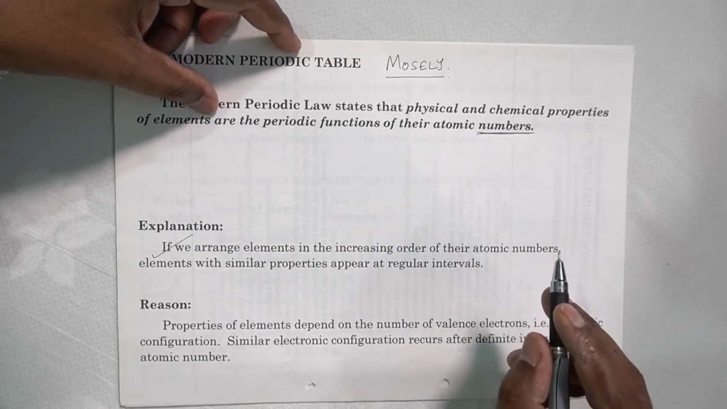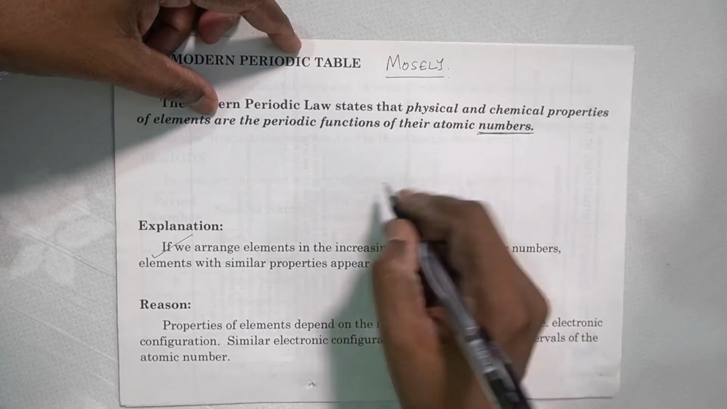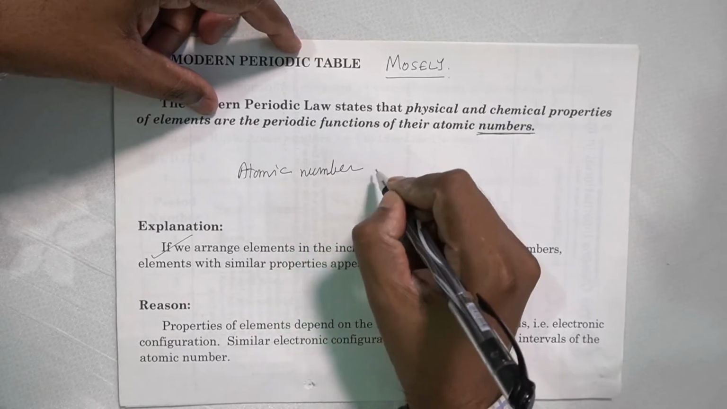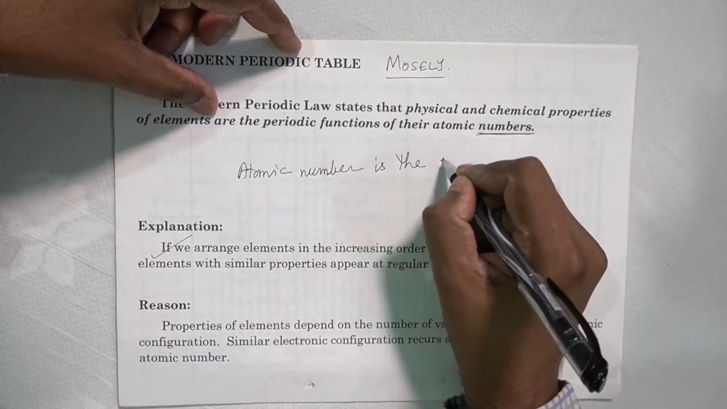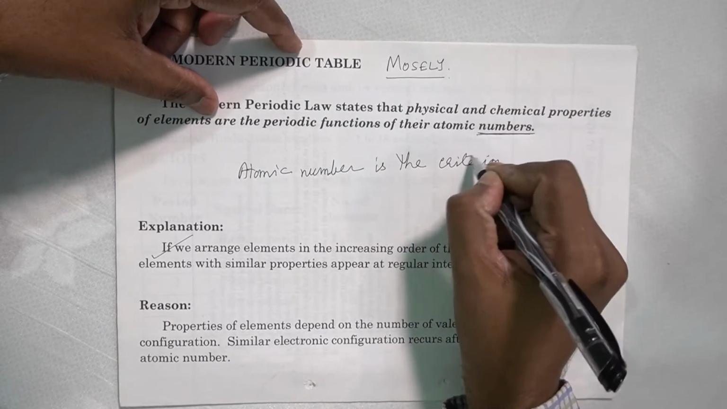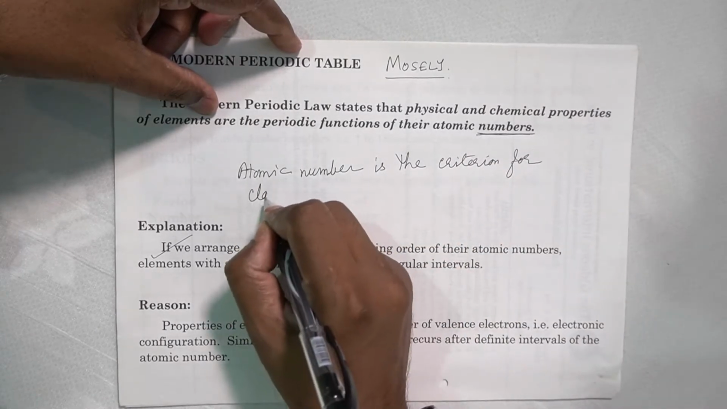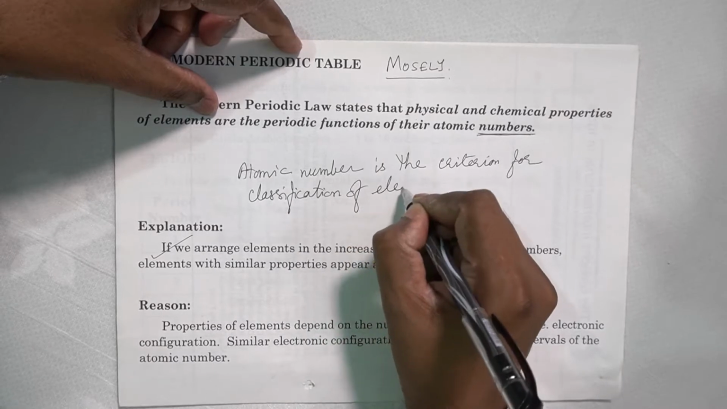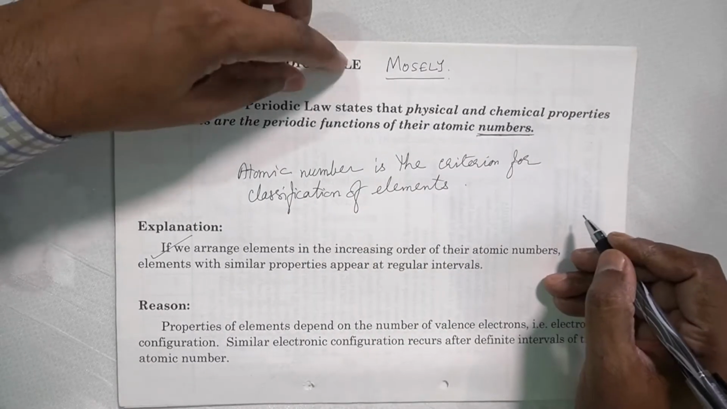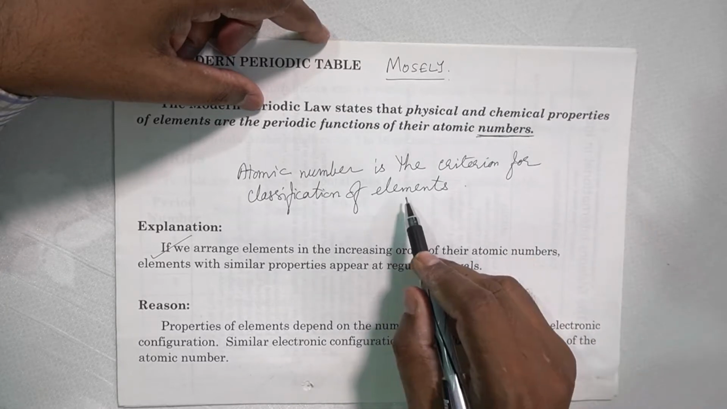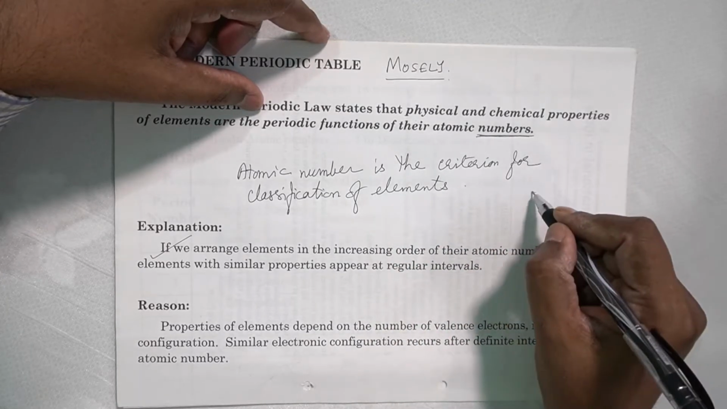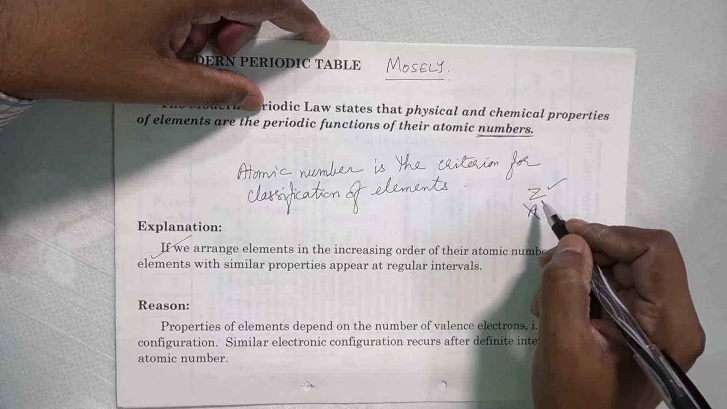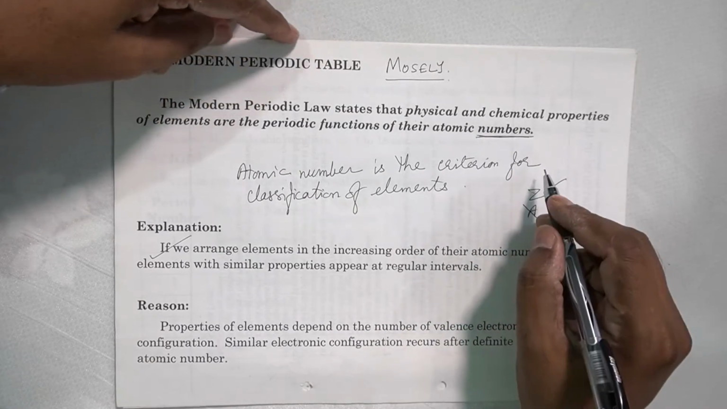Now the key factor here is that atomic number is the criterion for classification of elements. So the major contribution of Moseley is that atomic number, Z, and not atomic weight, A, is the criterion for classification. Now this is what Moseley proposed.